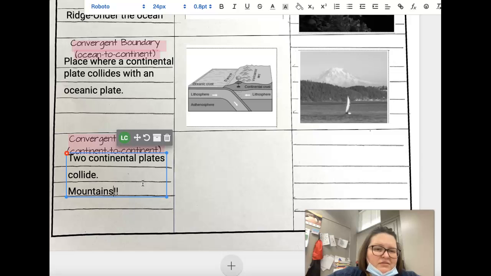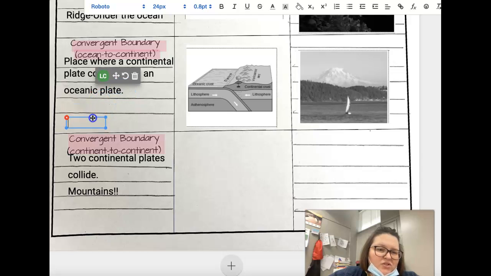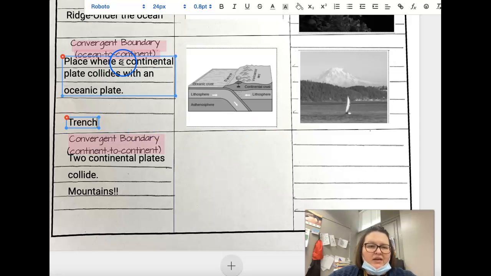While we're writing, I want you to go back up to convergent boundary, and write the word trench right here, T-R-E-N-C-H, because a trench is what you get when an oceanic plate collides with a continental plate.